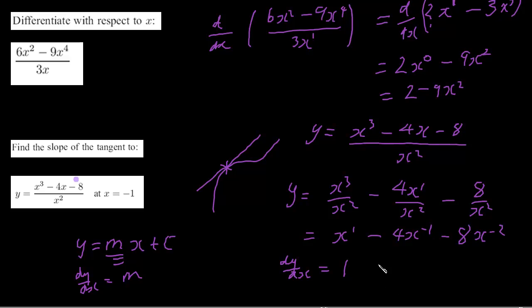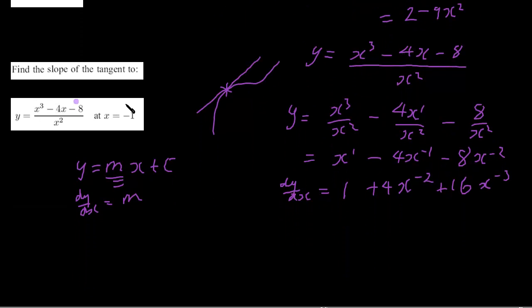Now times by the power, minus 1 times minus 4 is plus 4. Take 1 off the power, we get minus 2. Times by the power, minus 2 times 8 is plus 16. And we're going to take 1 off the power to get ourselves x to the minus 3.